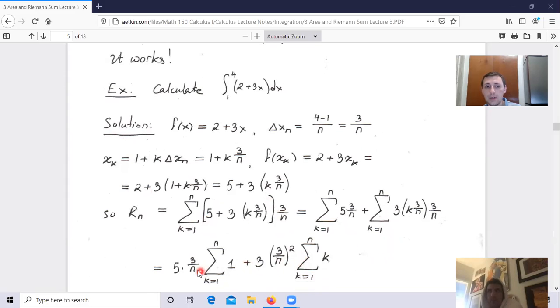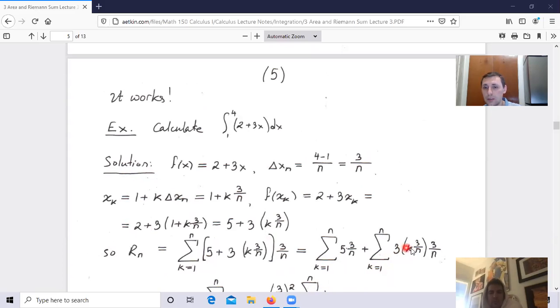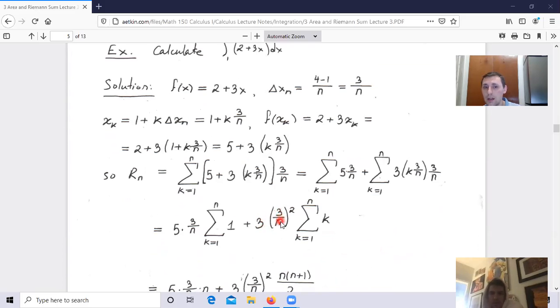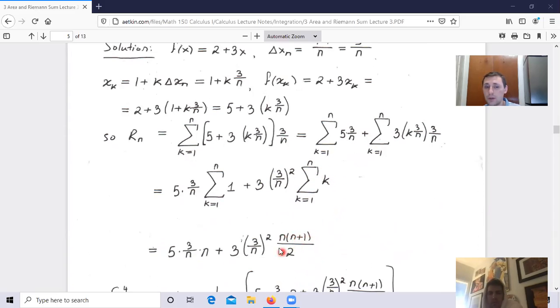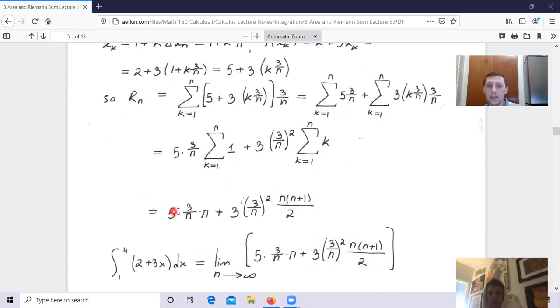So the one sum here, it's 5 times 3/n summation of just the number 1. Now summing 1 from 1 to n, this will give me n. And the second part, I can factor out 3 multiplied by 3/n squared. You see there's a 3/n and another 3/n and a 3. So I can factor out 3/n squared, and then I recognize my favorite friend, the k, right? Summation from 1 to n of k, which I can replace by n times n plus 1 over 2. You with me, guys?